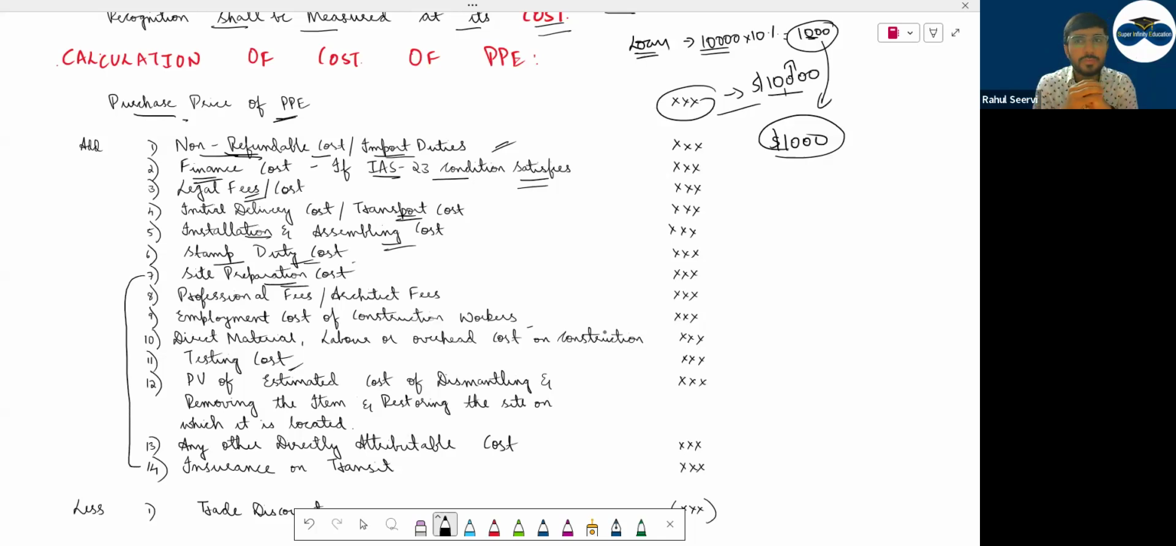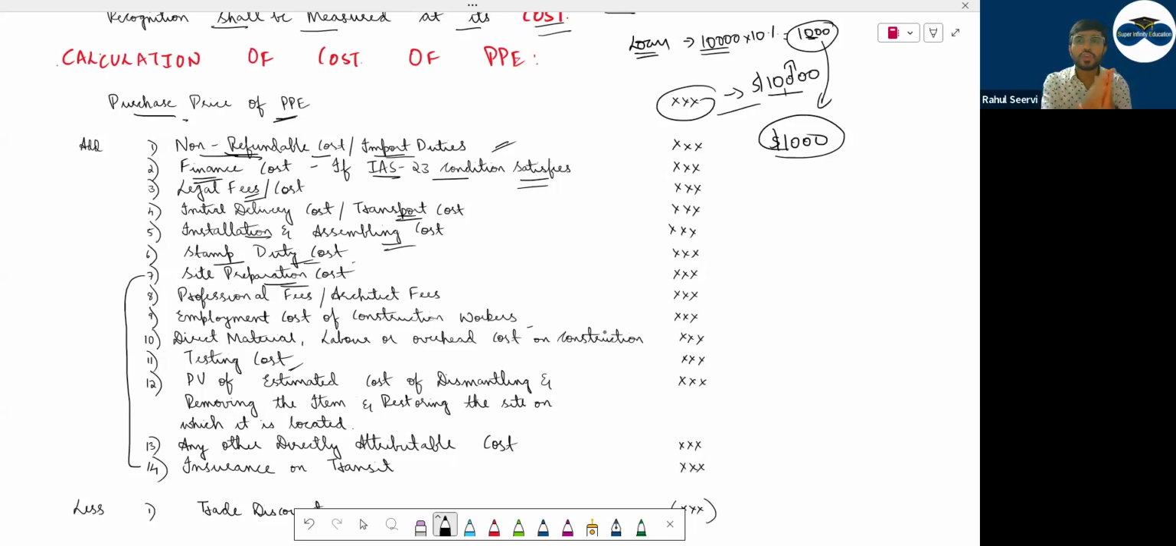There can be two types of PPE. One, I purchase it from someone. One, I develop in-house. Say that today I'm constructing my factory building. It will take 2 years. To construct that factory building, I will incur some expenditure, and that factory is used for my business purpose. So for the 2 years, whatever cost you incur, whatever expenditure you make, will be capitalized.